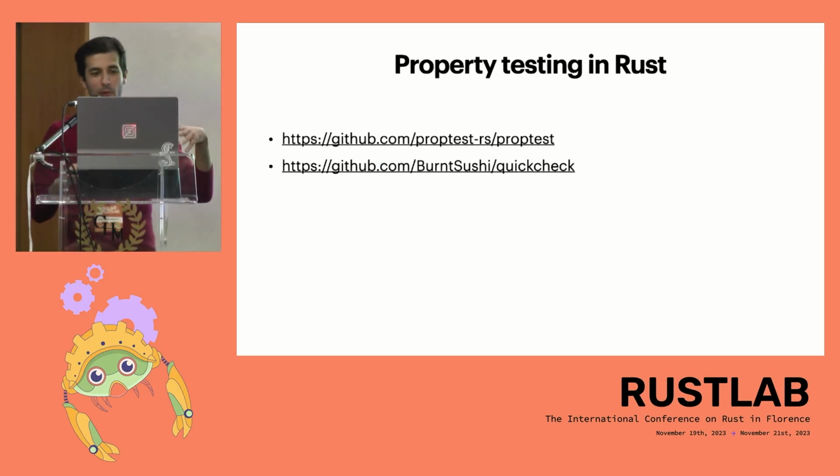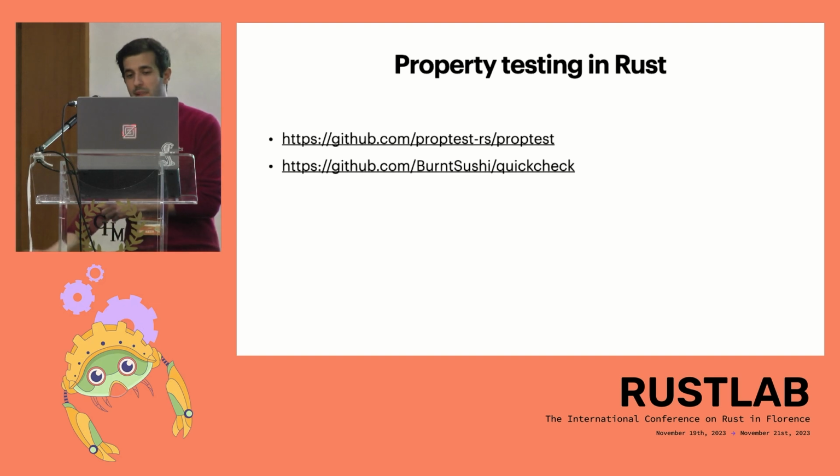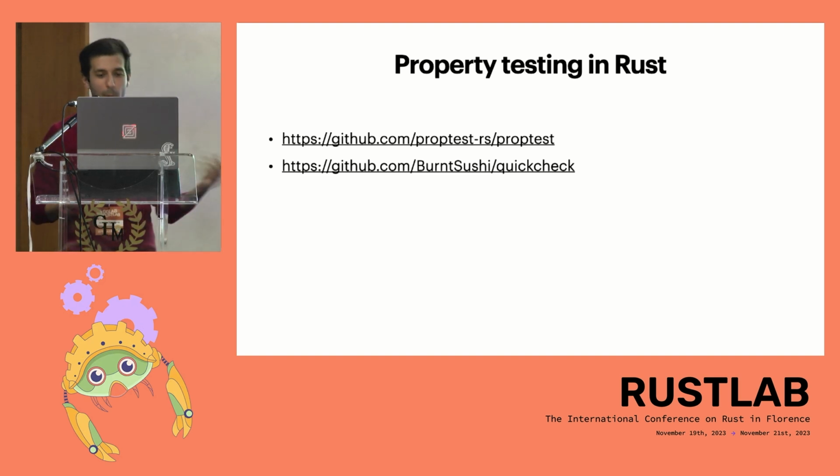So yeah, there's a couple of popular property testing frameworks in Rust. PropTest is one of them, QuickCheck is one of them. And they're really useful independently of the topic of this talk, which is testing asynchronous code. So I definitely recommend checking them out if you haven't done so already.